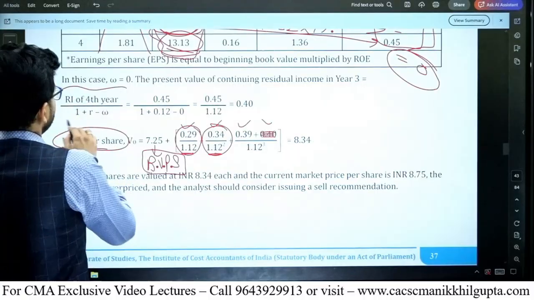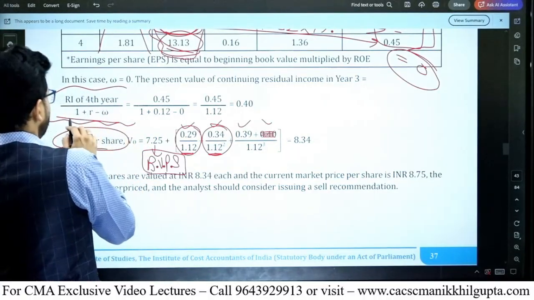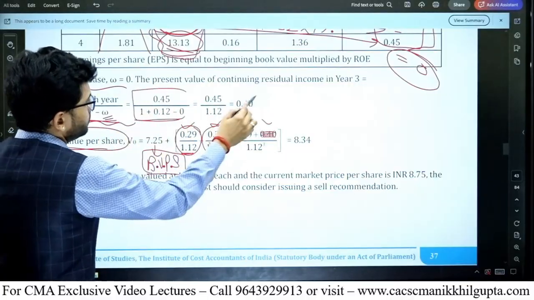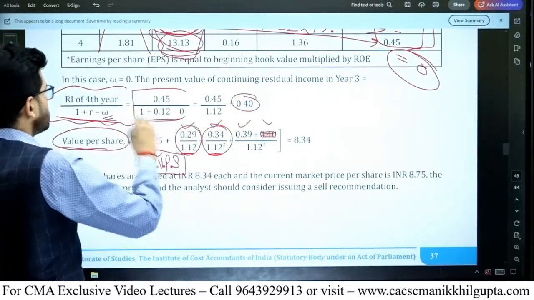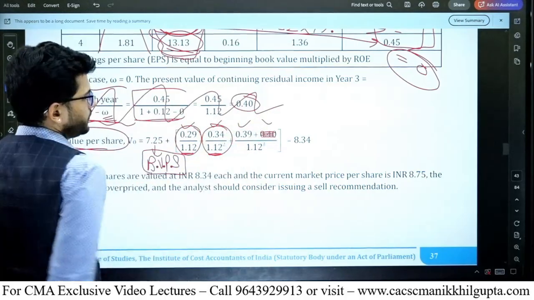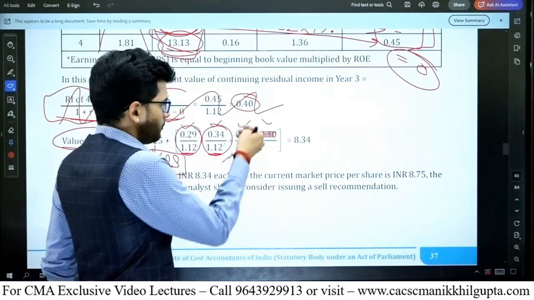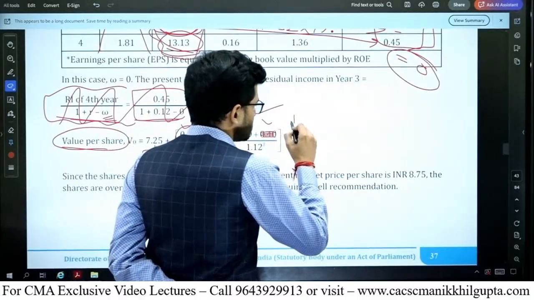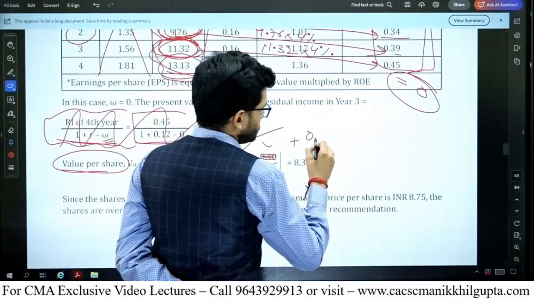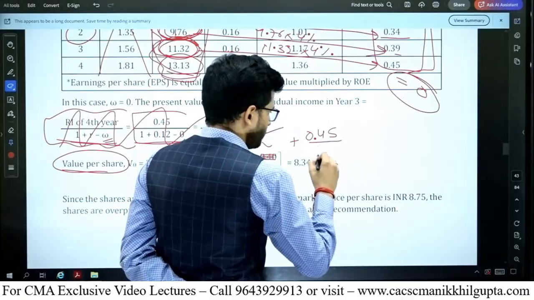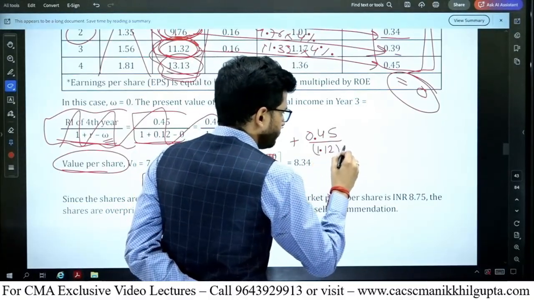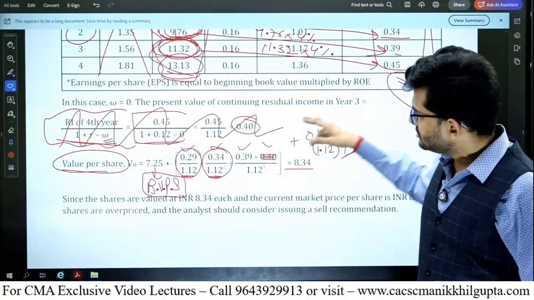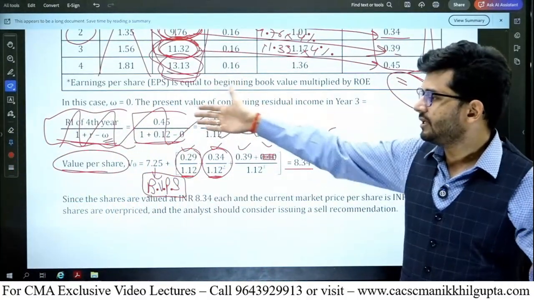Over here, the calculation has been made a little complicated by the institute. They have calculated the residual income of the 4th year with a 1 plus R minus factor, and computed 0.4 as the value. I think this step is not required at all. What you simply have to do is 0.39 divided by 1.12 raised to the power 3, plus the income 0.45 divided by 1.12 raised to the power 4. The answer will absolutely be the same. So employ the easier way. Don't go into this calculation.